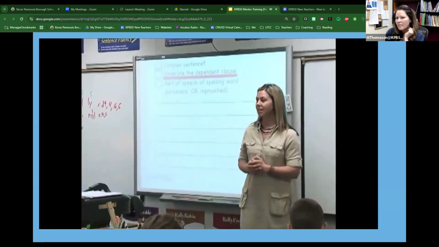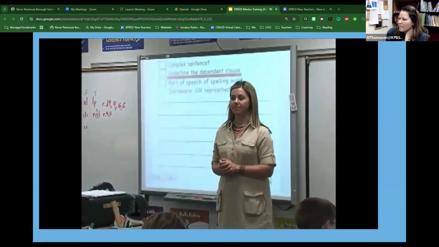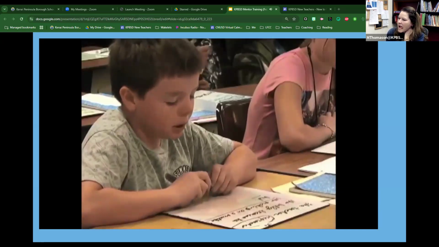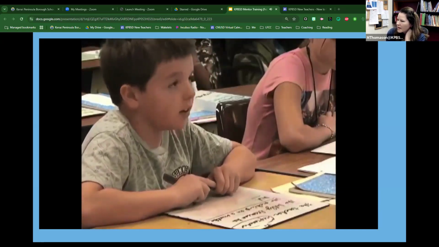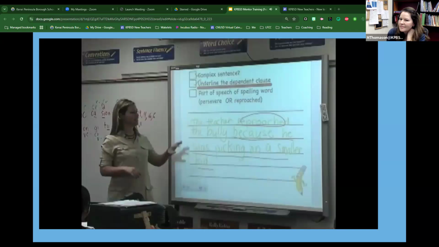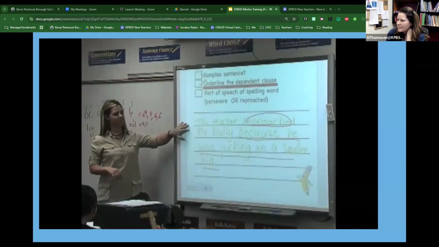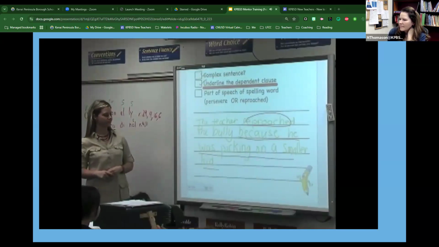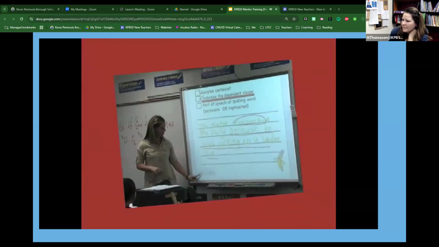Okay, can I have a volunteer to share their sentence? Ethan? The teacher reproached the bully because he was picking on a smaller kid. Excellent sentence. Why don't we as a class read Ethan's sentence? The teacher reproached the bully because he was picking on a smaller kid. Okay, thank you.